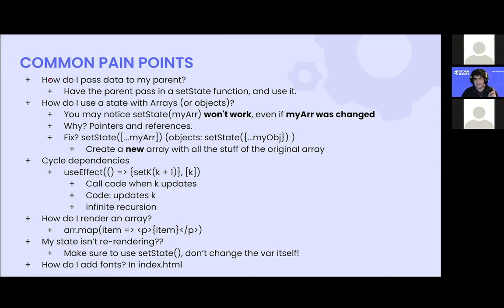Anyway, common pain points. How do you pass data to your parent? We'll see all of these in a demo in the last few minutes here. Have the parent give you a state updater, and then they can set state, and then you can accept a new variable.